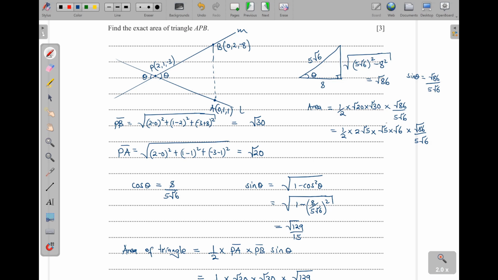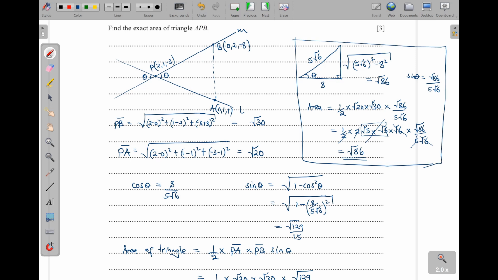Now, root of 5 times root of 5 gives you 5. So this one is going to cancel with this 5. Then root of 6 here cancels with this one here. The 2 cancels with this one here. Do you see that you remain with square root of 86? So either way, you get it. So that is that. So this has been it for this first part of the paper.